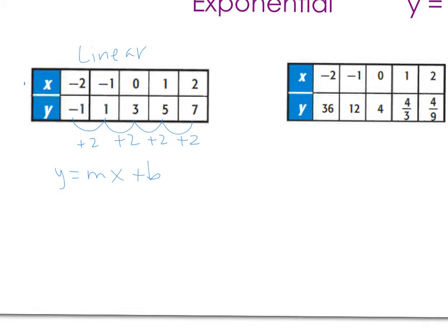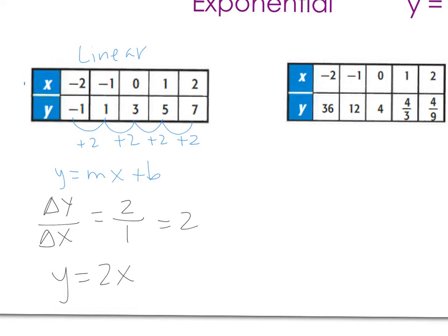So the m represents the slope. What's happening with our x values and what's happening with our y values? So let's find the change in y over the change in x. What's happening between the y values? Well, we are increasing by 2. And what's happening with the x values? We are increasing by 1, so the slope is 2. So I have y equals 2x.